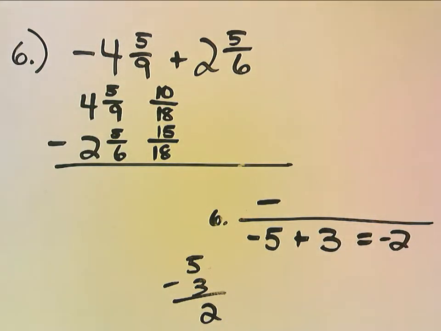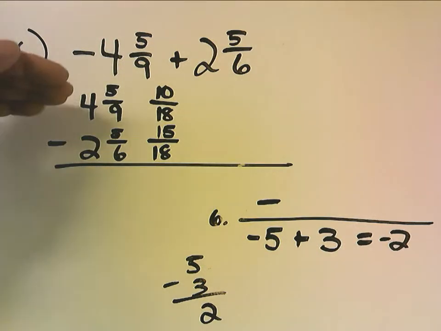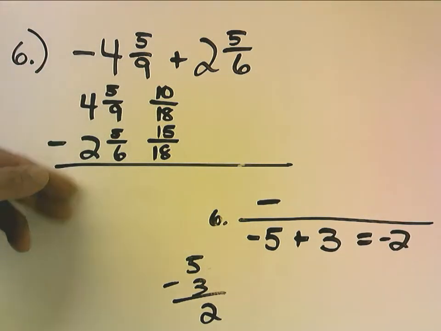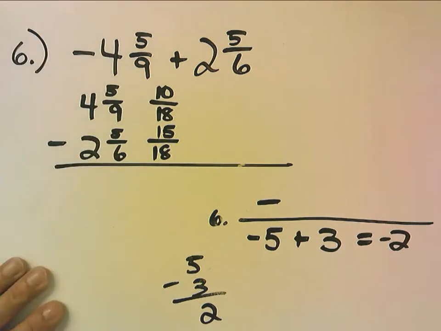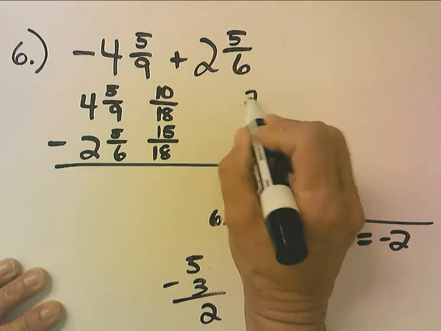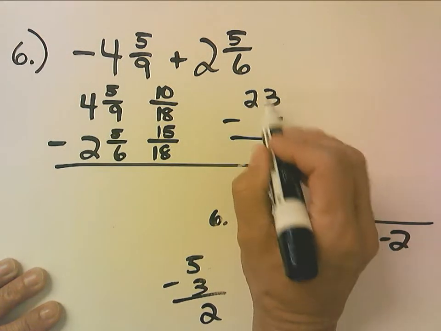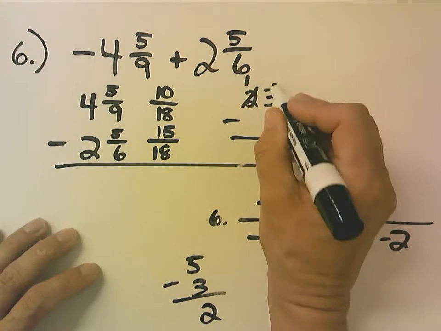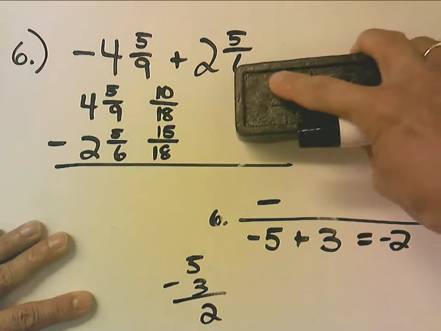So, when you have a mixed number, when we're subtracting, we're always putting the bigger number on top. The 4 is bigger. So 4 and 5/9 is bigger than 2 and 5/6. But it turns out 10/18 is not bigger than 15/18. Now, think about this. If I was doing 23 minus 7, and I went to subtract 7 from 3, I'd say, uh-oh, can't do it. I have to borrow. So we're used to borrowing in regular subtraction problems.